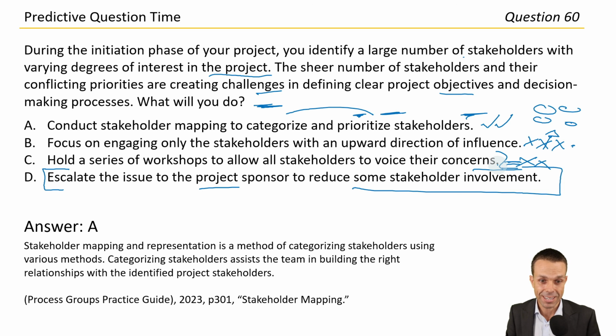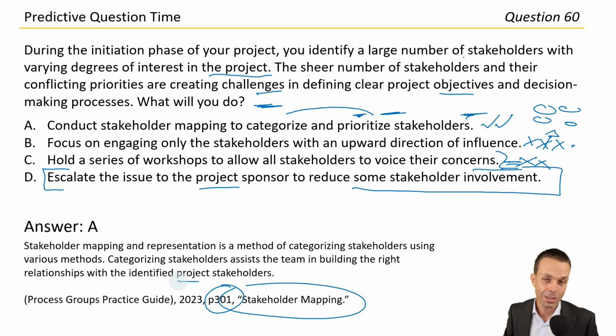Stakeholder mapping and representation is a method of categorizing stakeholders using various methods. We do this, it assists the team in building the right relationships with the identified stakeholders in the project. Page 301, Stakeholder Mapping in the Process Groups Practice Guide, which is again a wonderful tool for your study to look over that guide.